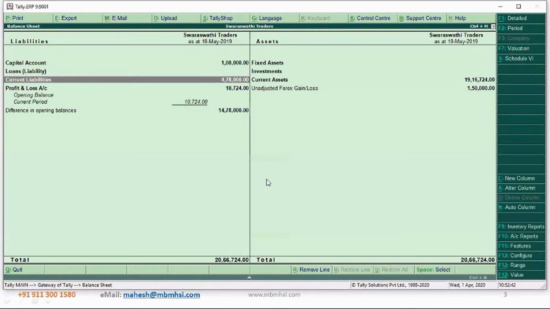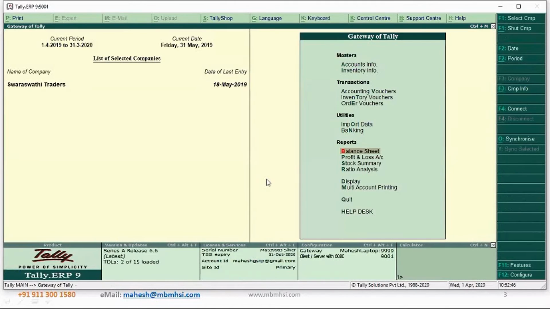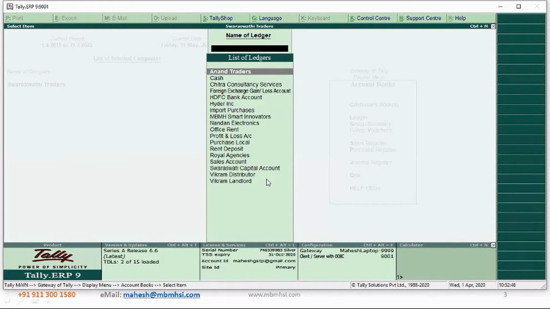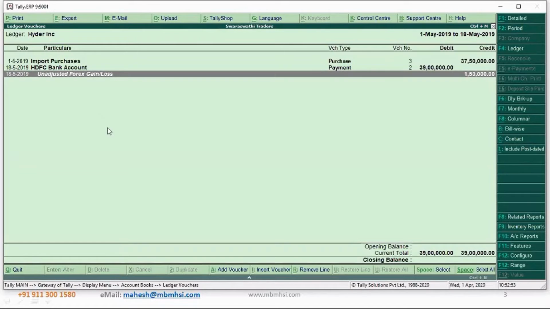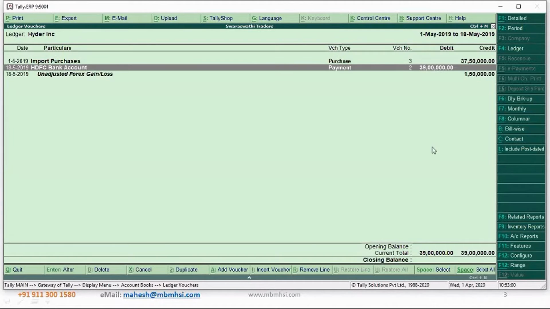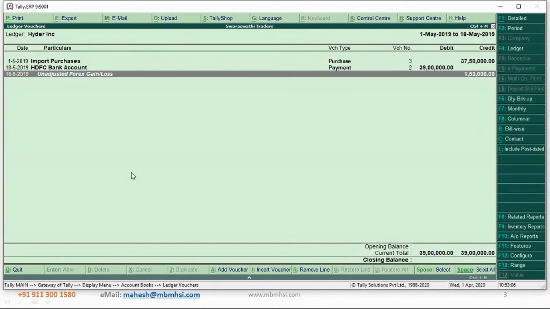Then you go to your supplier Haider Inc. It is automatically showing you here unadjusted foreign exchange gain or loss, and it has accounted 1.5 lakhs because we have made a 39 lakh payment for 37,50,000 purchases. So this is an automated update that you are getting on the ledger. To nullify this, you need to pass one JV.